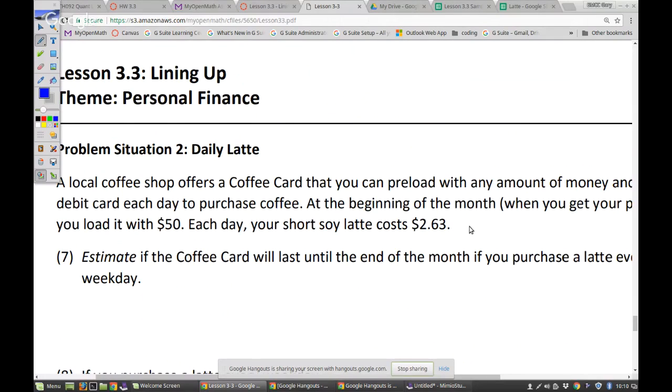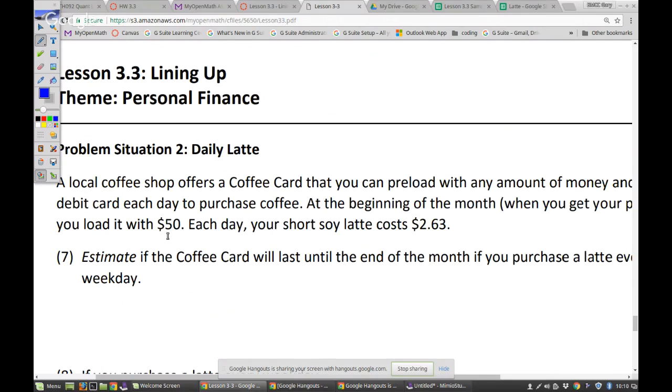So we start with a card and we load it with $50. And then every day we're going to go get a latte for $2.63. And so what we want to do is make a spreadsheet showing what happens to the balance on the card each day that we do this. And then ultimately we want to find how many days we can spend money on lattes before we run out, and will that make it a month? So those are the questions we're going to try and answer.